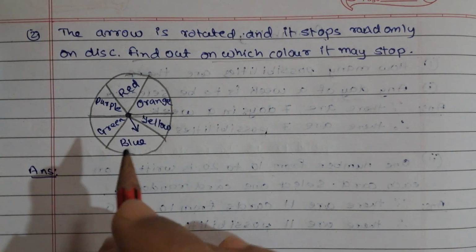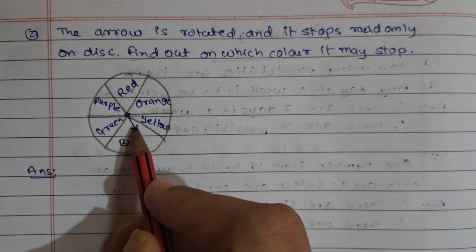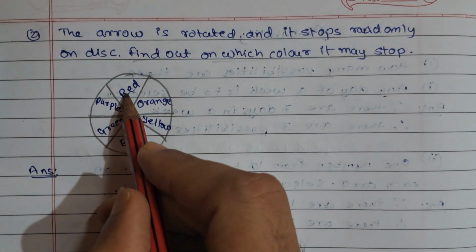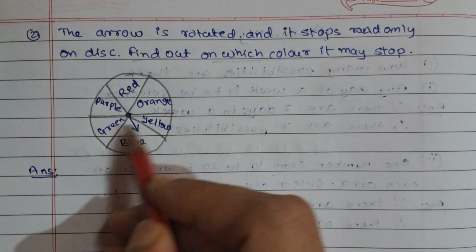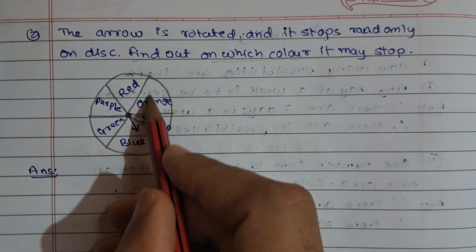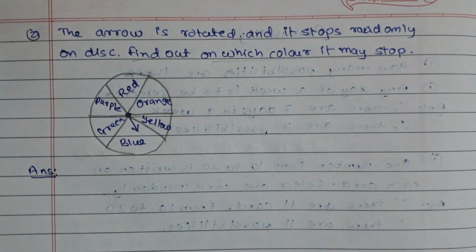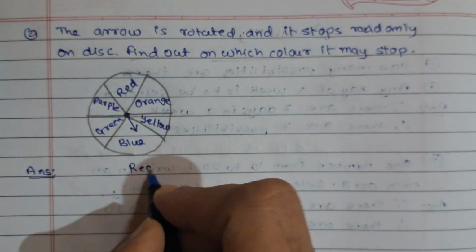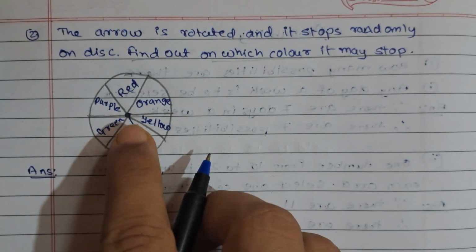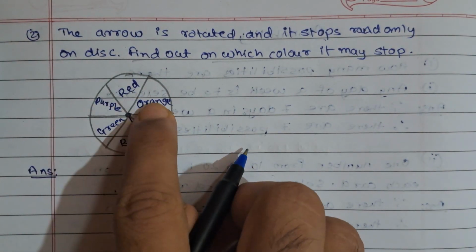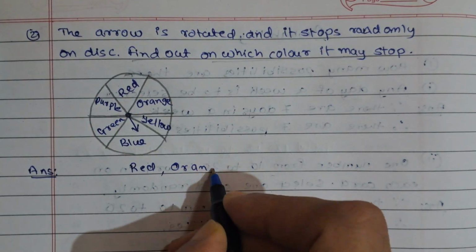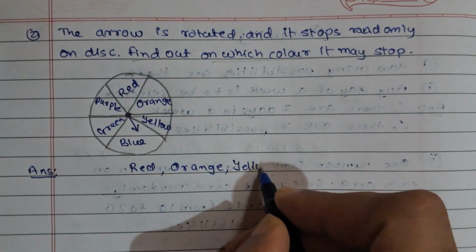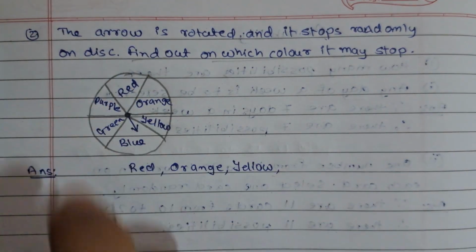So let's take it step by step. First of all, when I rotate this arrow, on which color might this stop? This might stop on red, this might stop on yellow, or this might stop on green. It can stop at any one of these colors, right? So if I start listing down the possibilities, I can start from red. It is your choice, you can start from any of these colors. I may say it might not stop on red, it might stop on orange. I am just listing down all the possibilities. It might stop on yellow. In short, we have to just list down all the colors over here.